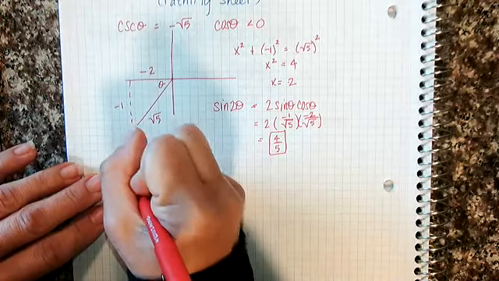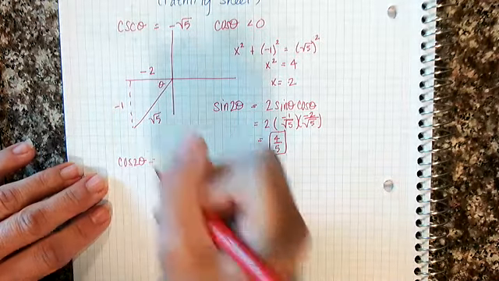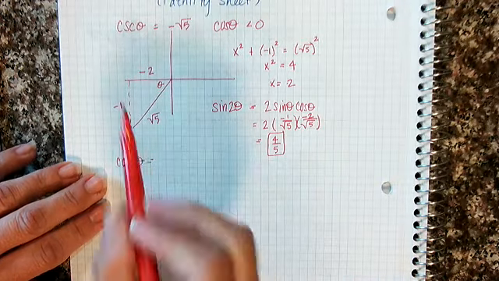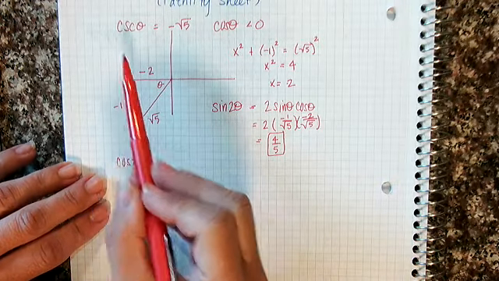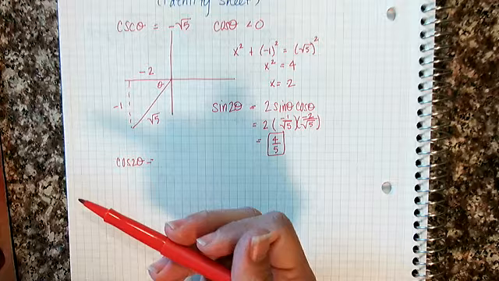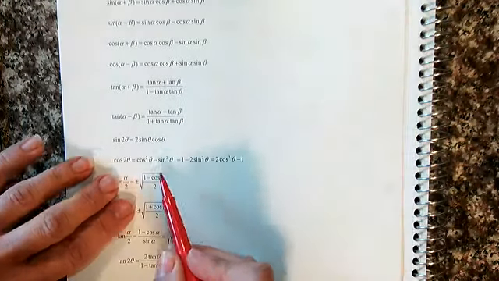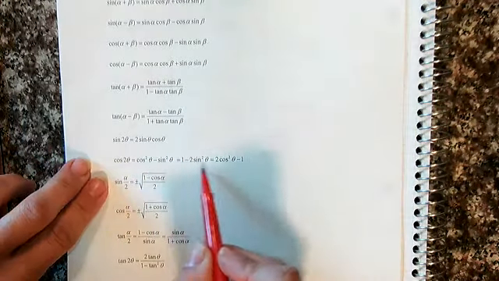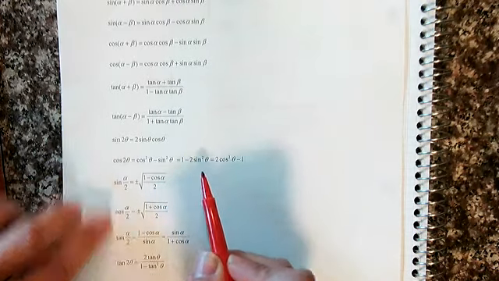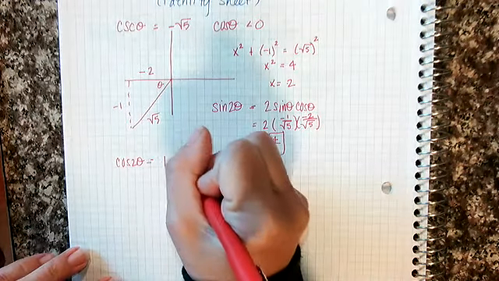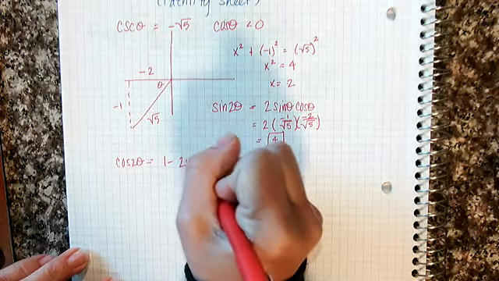And let's do the cosine of 2 theta. So you can use whichever one of the 3 formulas you want. You were given the cosecant, which means that you know the sine. So I'm going to use the formula that involves sine. And the formula that involves sine is 1 minus 2 sine squared. Doesn't matter which one you use, any one you want.